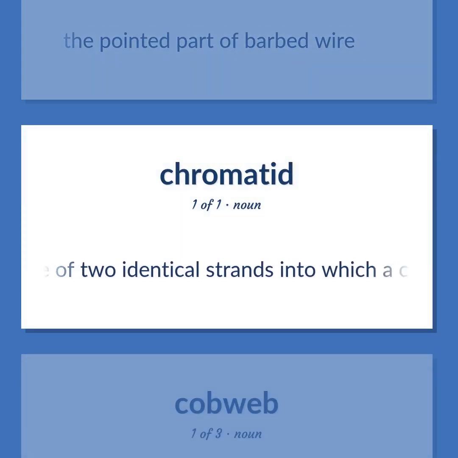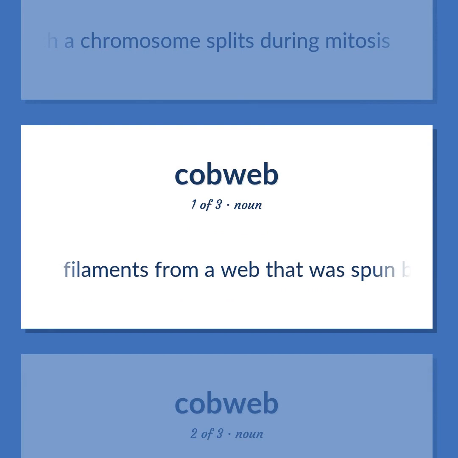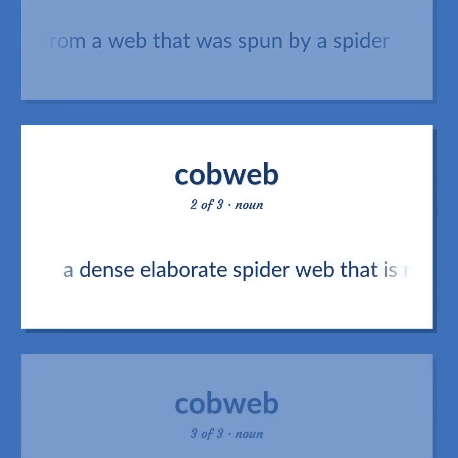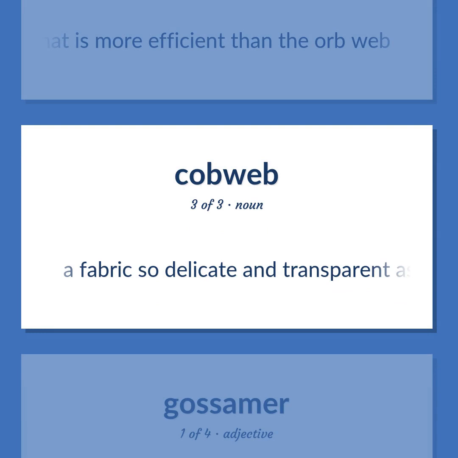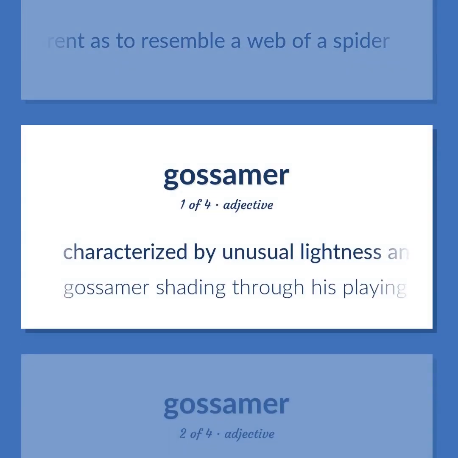One of two identical strands into which a chromosome splits during mitosis. Filaments from a web that was spun by a spider. A dense, elaborate spider web that is more efficient than the orb web. A fabric so delicate and transparent as to resemble a web of a spider. Characterized by unusual lightness and delicacy. Gossamer shading through his playing.